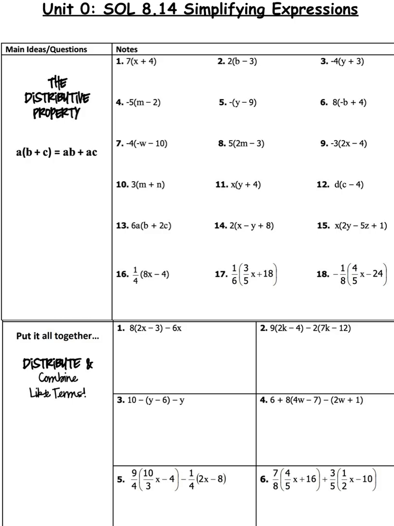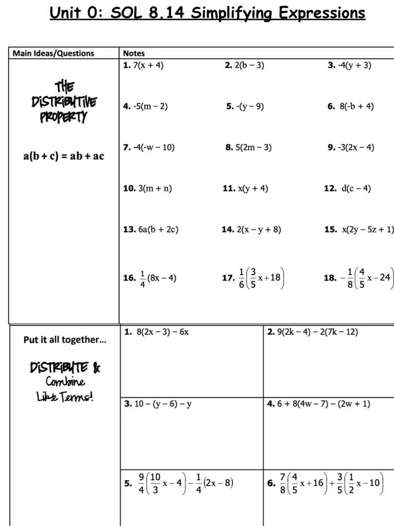So for example, for number one, I have 7 being multiplied by the expression x plus 4. If you've ever heard it before, diving dolphins, so you're just going to multiply your 7 times your x, and your 7 also gets multiplied by 4. So 7 times x gives me 7x, 7 times 4 gives me a positive 28. Let's hop over to number 3. The same idea, I have negative 4 times the expression y plus 3. So my negative 4 gets multiplied by y. My negative 4 gets multiplied by 3. So I get negative 4y minus 12.